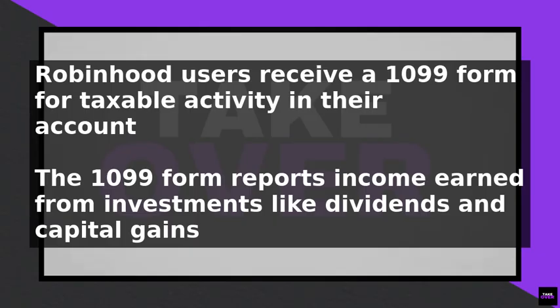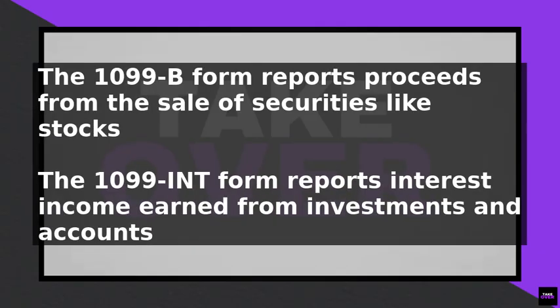First, let's understand the different types of 1099 forms you may receive from Robinhood. There are two main types: the 1099-B and the 1099-INT. The 1099-B form reports proceeds from the sale of securities, such as stocks, options, and cryptocurrencies. The 1099-INT form reports interest income earned from your investments.